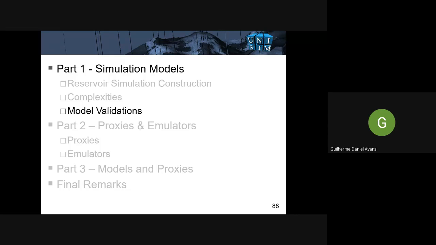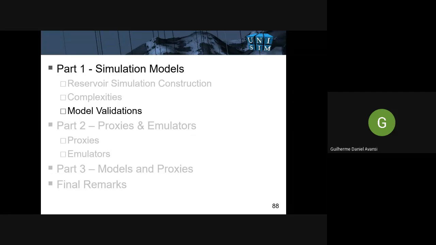So, okay, we build our reservoir simulation models, we pass through the complexities that arise, the information on why we must include reservoir simulation in order to solve all the nonlinear equations. Now we move to the model validations.